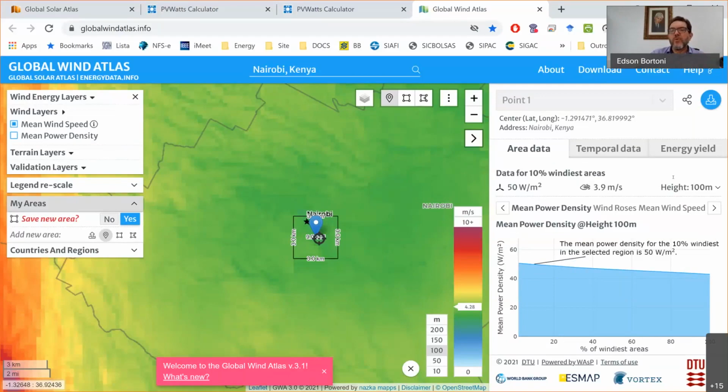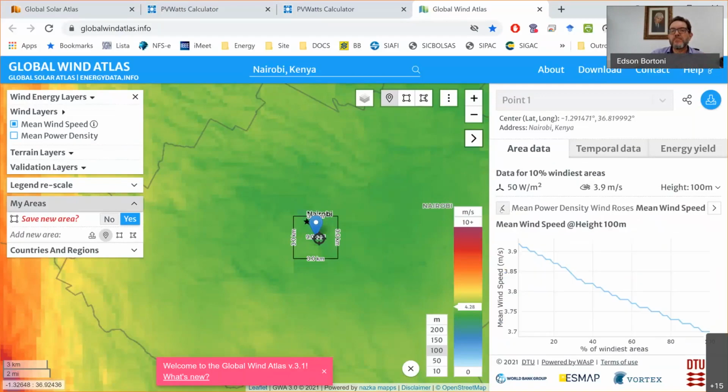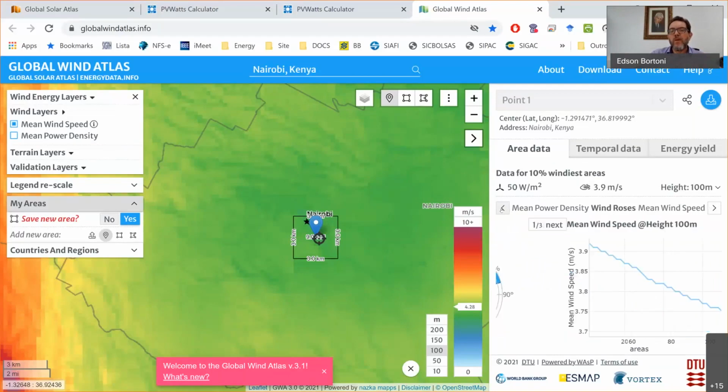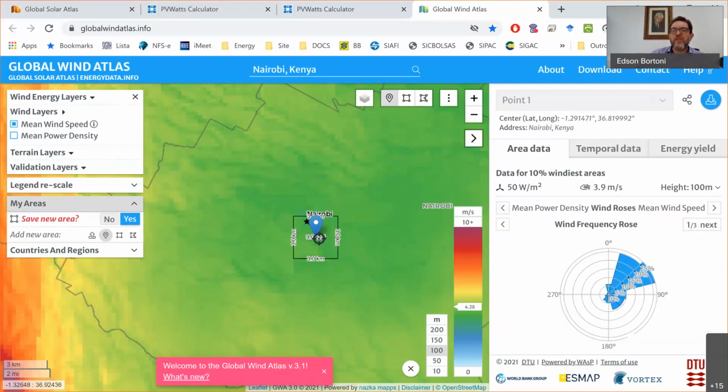So we can look for wind speeds. This is the rose of winds. It shows that the wind goes almost to the northeast. Here is the north, here is the east, so here is the northeast. So the wind there goes almost to the northeast direction.